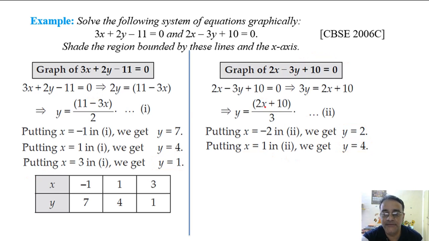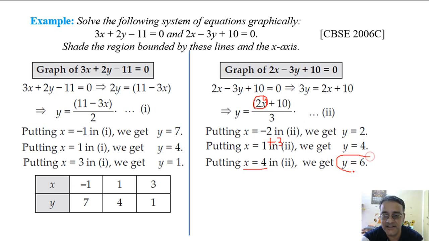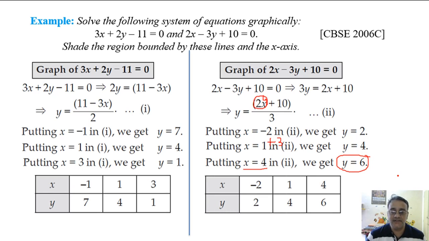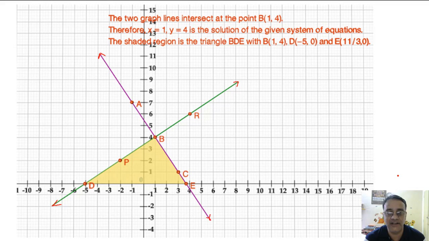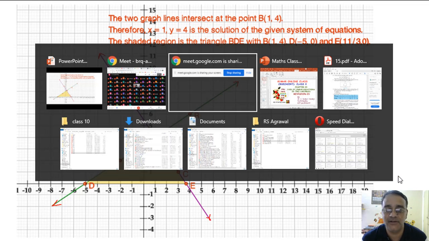Now what will be the next value? So if you take x is equal to 4, we'll get 8 here. 8 plus 10, that is 18 by 3 is 6. So we got the table: -2, 2; 1, 4; 4, 6. If we plot we'll get this graph. ठीक है, अभी इसको मैं प्लॉट करके दिखला रहा हूं.